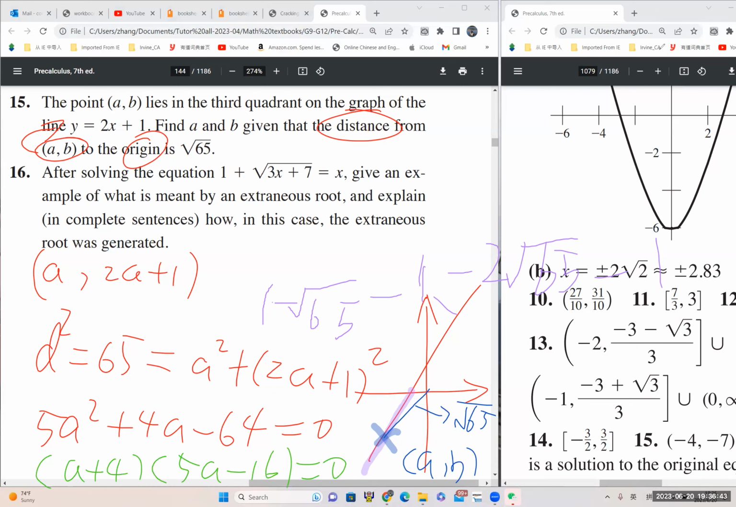Right. Now let's say we get two solutions: one is a equal to -4, another is a equal to 16/5, right? Then of course a should be negative, right? Because it's in the third quadrant. That's why this does not work. We just keep this, right?